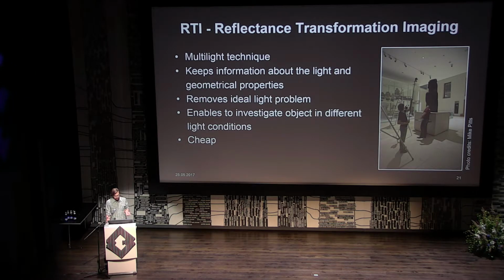RTI is a computational photography method, and it relies on an image-based representation of an object's surface color and shape, achieved by capturing the object under lighting from different directions and angles. The method allows us to actually record 3D surface properties and visualize interactively the surface of an artifact as 2D interactive images.